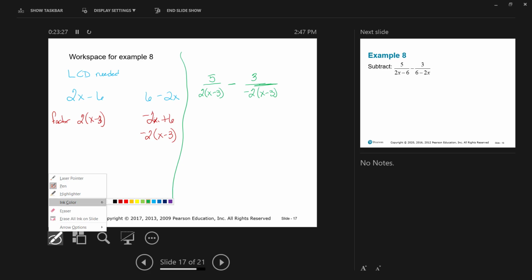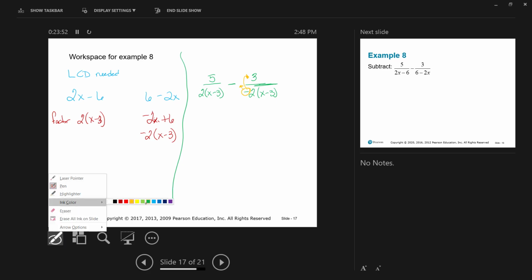Now, we've spoken about this before, but let's make sure we're on the same page. Do we ever like to have a negative left in the denominator? No. So what we can do is we can either move it to the front of the whole fraction, or we can move it with the 3. Either way, it still makes the fraction negative.